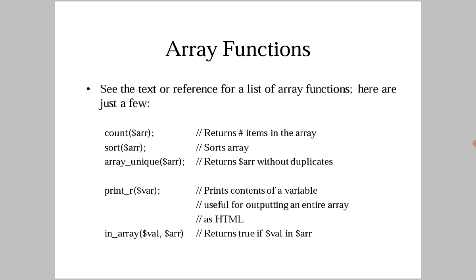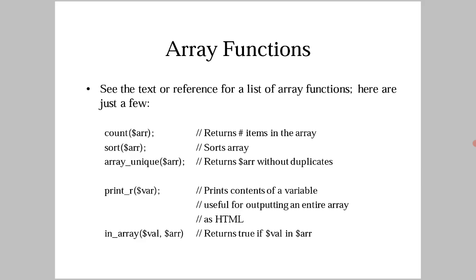So there are many types of functions. There are different types of functions available for arrays. So what are they? Count. See the text or reference for a list of array functions. So here are some functions that are used with these. Count of $array means it returns the number of items in an array, or it counts the length of the array.